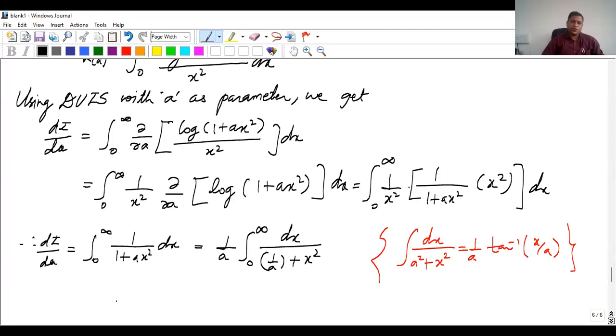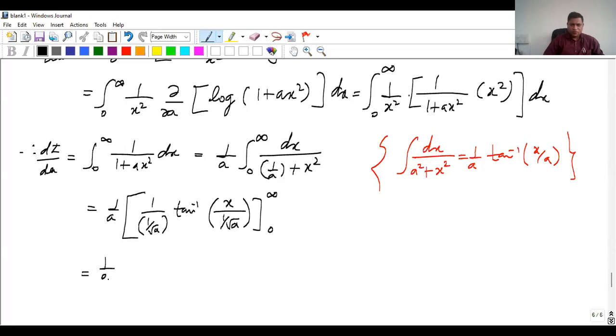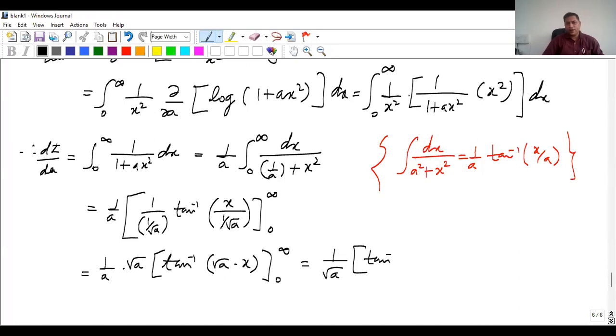If we use this formula, this 1/A remains as it is, and now the integral is 1 upon 1/A, but this is a². If we compare, this should actually be a², and hence here we have to think this will be root of A. So we get 1/A, this will be root of A, tan inverse of root A times x, with limits 0 to infinity. So this is equal to 1/root A, tan inverse of root A times x, from 0 to infinity.